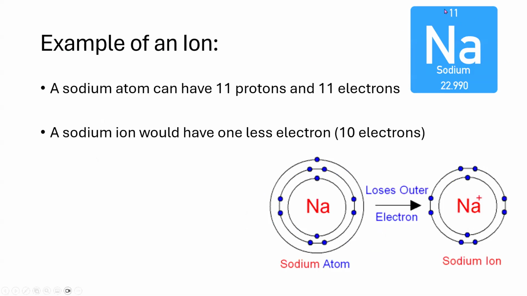An example of an ion is, let's take sodium. This is the sodium element you can see here. Sodium can have 11 protons and 11 electrons. However, a sodium ion has 10 electrons and 11 protons. We're not going to explain why this happens in this video, so just take my word for it. The sodium atom loses 1 electron and becomes a sodium ion. Because it loses an electron, it becomes positive, so it has more protons than electrons. So this is ions explained.